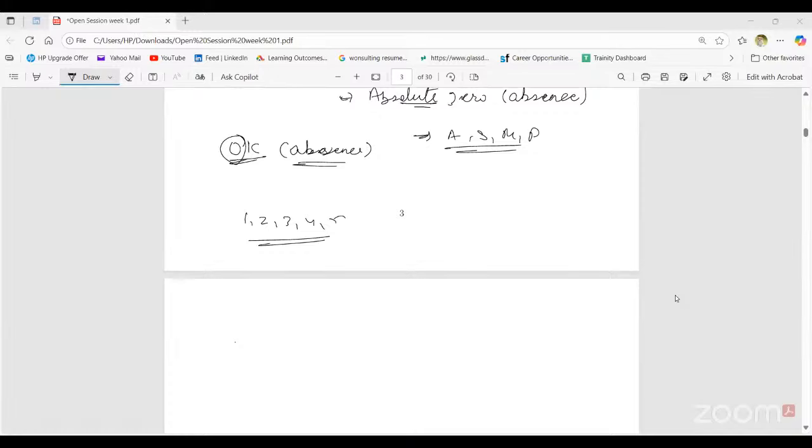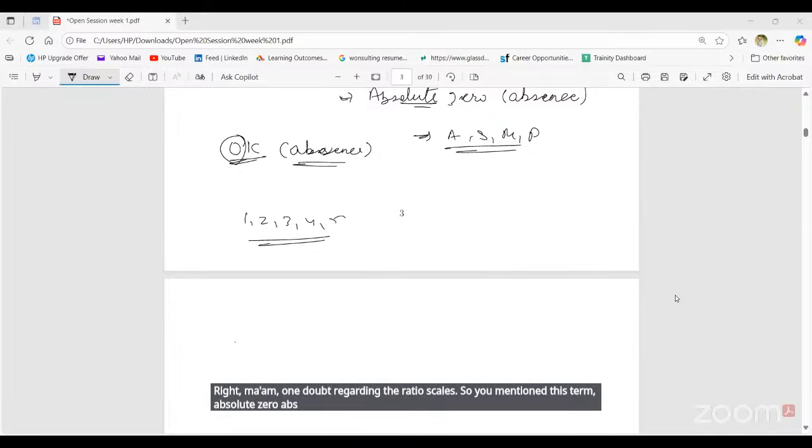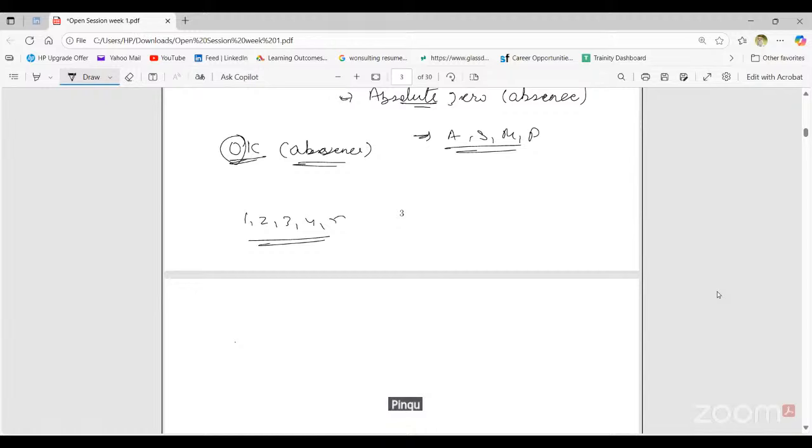Yes, right, ma'am. One doubt regarding the ratio scales. So you mentioned this term absolute zero, absence of absolute zero. Could you just explain that once again, please? See, okay, what you understood about absolute zero, can you tell me?